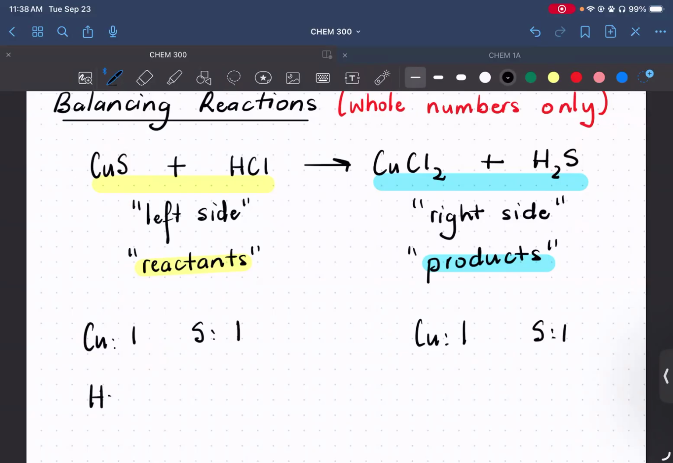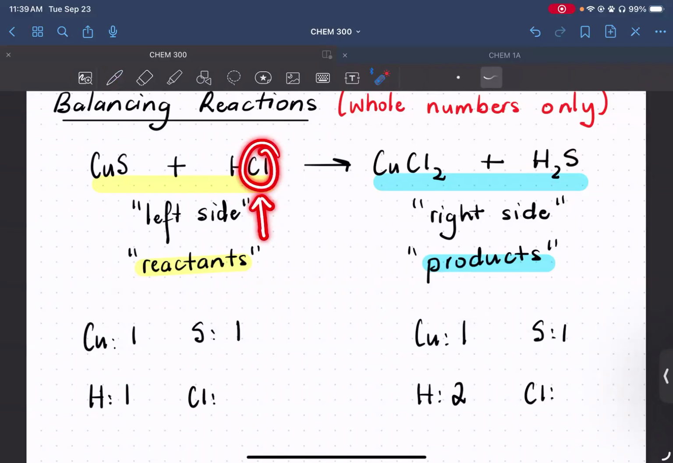Next, we have hydrogen. We can see that there is only 1 hydrogen present on the left-hand side. But this is in stark contrast to the product side. We see here more specifically that there are 2 hydrogens. Keeping it going, all we have left is the chlorine. We can see on the left, there is only 1 chlorine. However, like the hydrogen, there are 2 chlorines on the right.